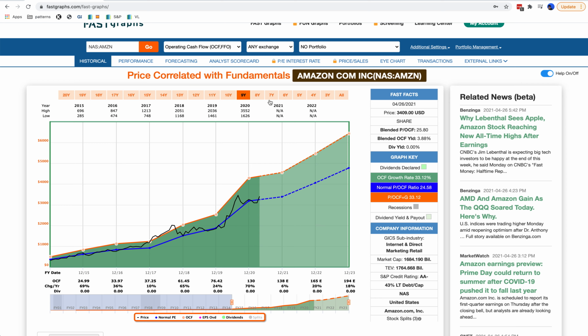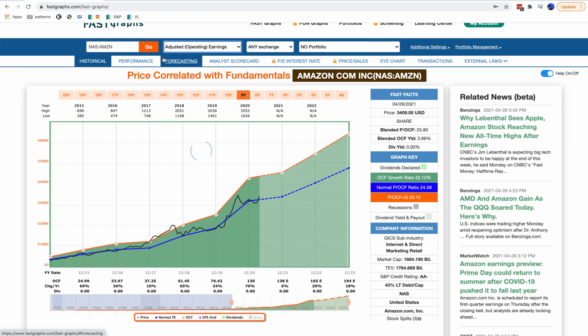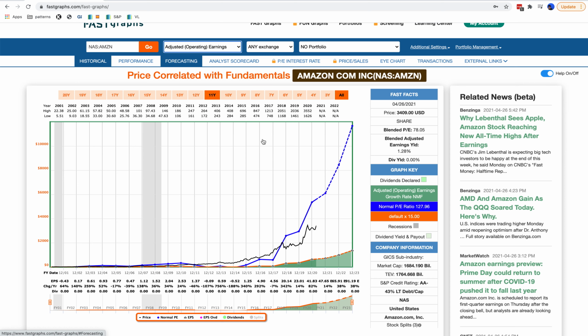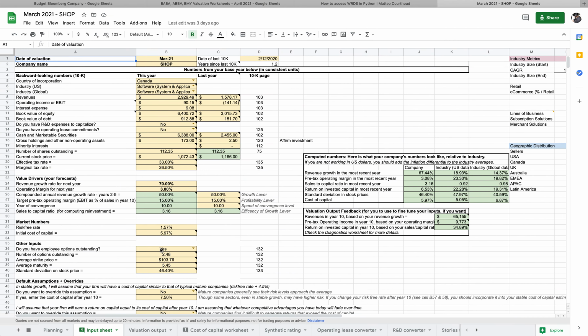earnings, because in this case you could make an argument that the current multiple, given the cash flows that are currently happening, is actually somewhat reasonable, versus if you look at earnings, which of course is after depreciation, it might look a bit more unreasonable. So something else to consider. So yeah, that's all I want to say about FAST Graphs.